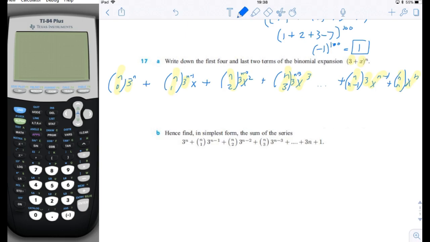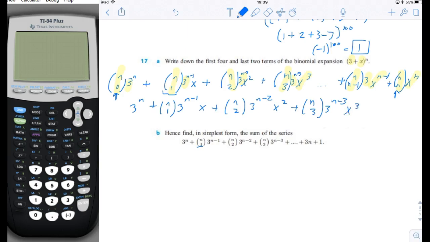Now we can simplify it a little bit. We can eliminate the first and last coefficient. They're just equal to 1. So basically we have 3 to the n plus, and the second term, actually, this coefficient here is just equal to n, right? But let's go ahead and leave it because we have it down here in part B. We'll look at that later. 3 to the n minus 1 x plus n chooses 2, 3 to the n minus 2 x squared plus n chooses 3, 3 to the n minus 3 x cubed, and so on, right?